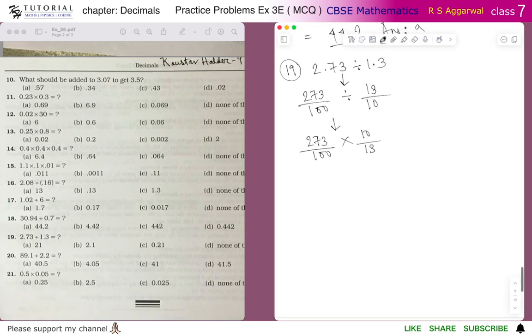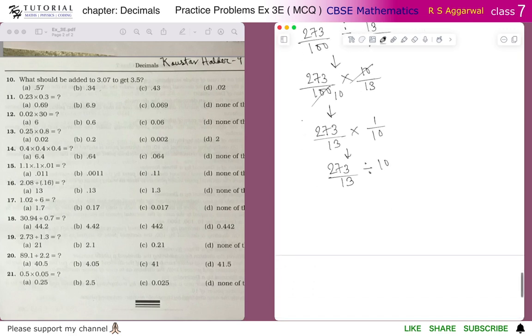Okay, now you cancel out the powers of 10. This becomes 10, 10. So now this becomes 273 divided by 13 into 1 by 10. Now this is 273 by 13 multiplied by 1 by 10, which means divided by 10. Now we have to compute 273 by 13. We have to convert this fraction to a decimal number by doing division.